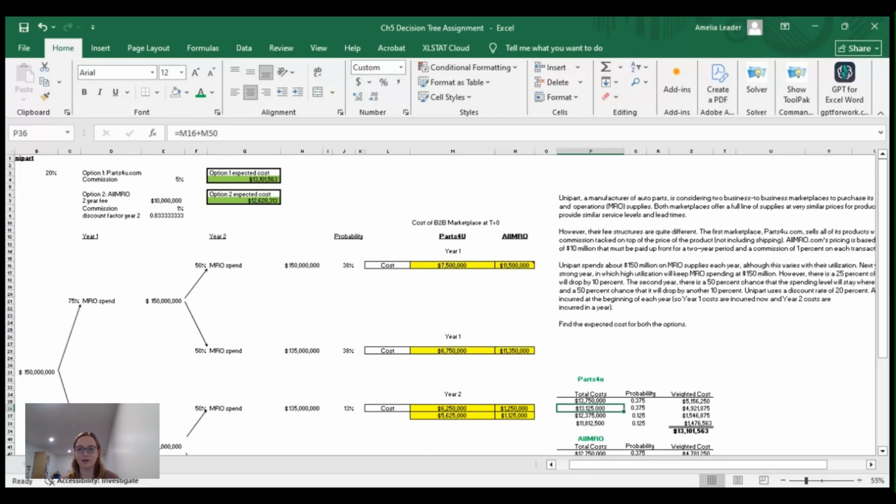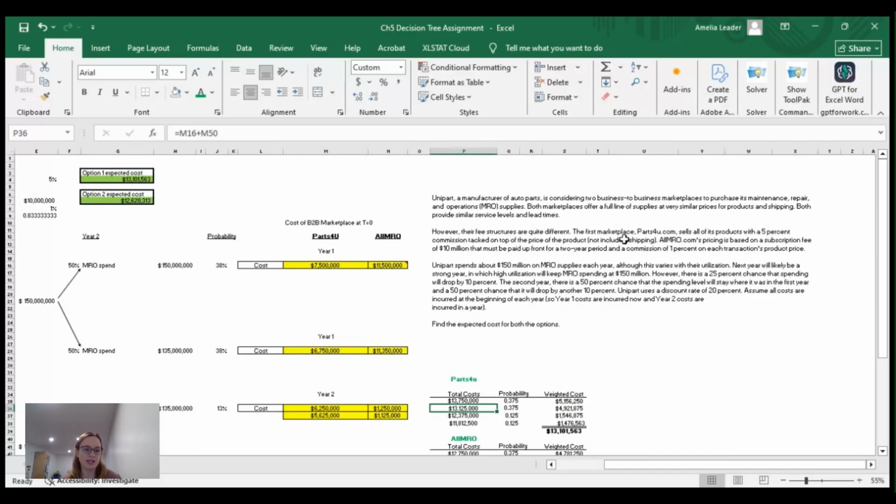Today, I'm Amelia, and today I'll be going through assignment 5, which is a decision tree where we have to make a decision whether to go with Parts for U or Aimrow for the supplier Unipart. And so the decision tree is broken down, as we can see.